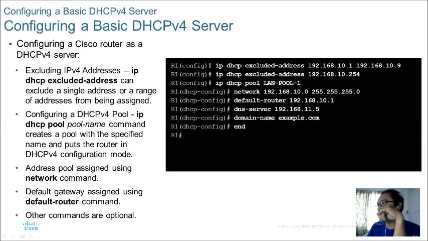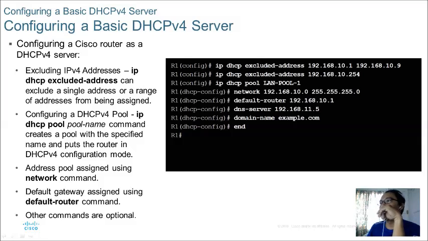So this is the range of IP addresses that you don't need to give out to your clients. You can also exclude an IP address individually, like for example 192.168.10.24. So this is an individual PC and this is the range.